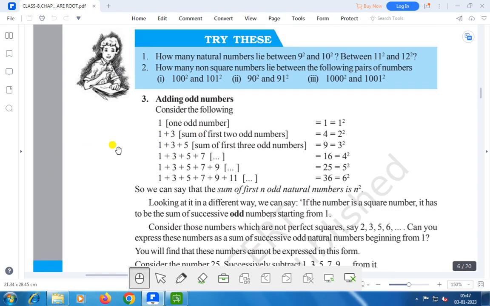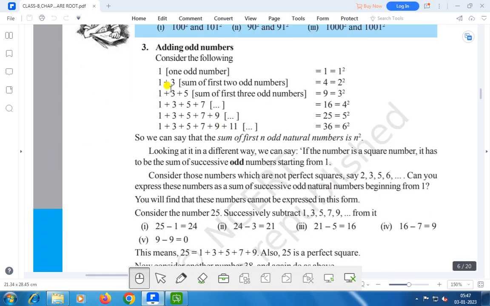Now adding odd numbers. Consider the following. 1: 1 is 1 square, that is 1. 1 plus 3, the sum of the first two odd numbers, is 4, that is 2 square. The sum of the first three odd numbers, 1 plus 3 plus 5, is 3 square, 9. 1 plus 3 plus 5 plus 7 is 4 square, 16. Then 5 square, 25.